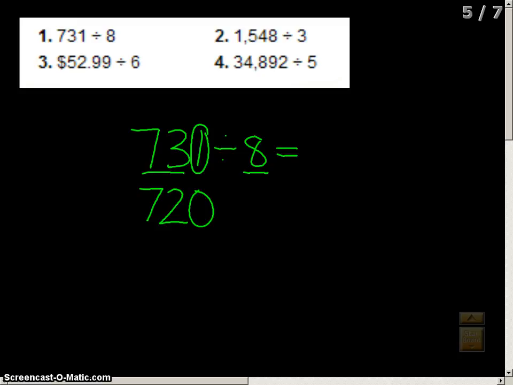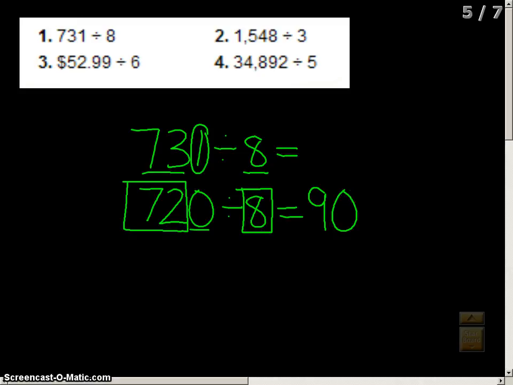It's going to look a lot like what we did in lesson 3-2. So 720, I'm going to do this now divided by 8. My first step is to divide my basic fact, which is 72 divided by 8. I'm going to put a box around my basic fact. 72 divided by 8 gives me 9. And then I just tack on my 0, just like we did in yesterday's lesson, for a total of 90.